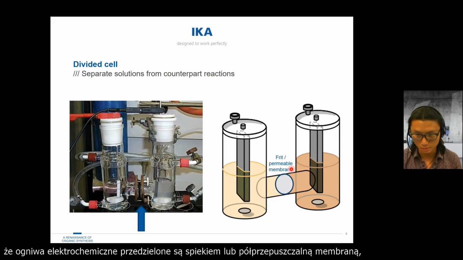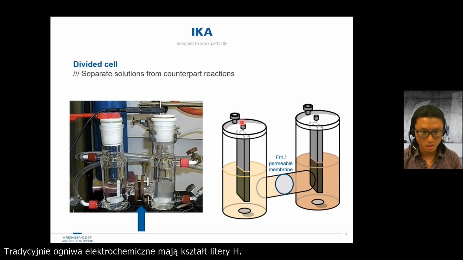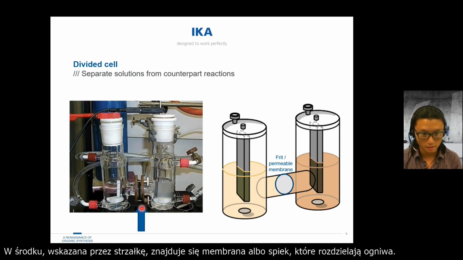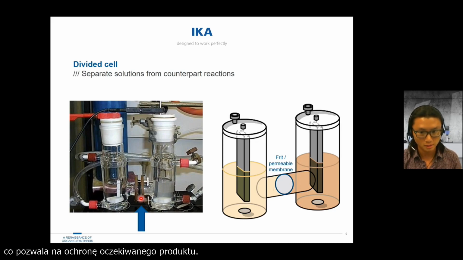frit or permeable membrane between the reaction chambers, between the oxidation and reduction reaction chambers. Traditionally, divided cell reactions are carried out in an H cell, and this is in the middle, indicated by the arrow. This is where you put the membrane in between the reaction chambers. The reason we put the frit or membrane is to separate the solution, and most commonly, separating solution is a great way to protect your desired product.